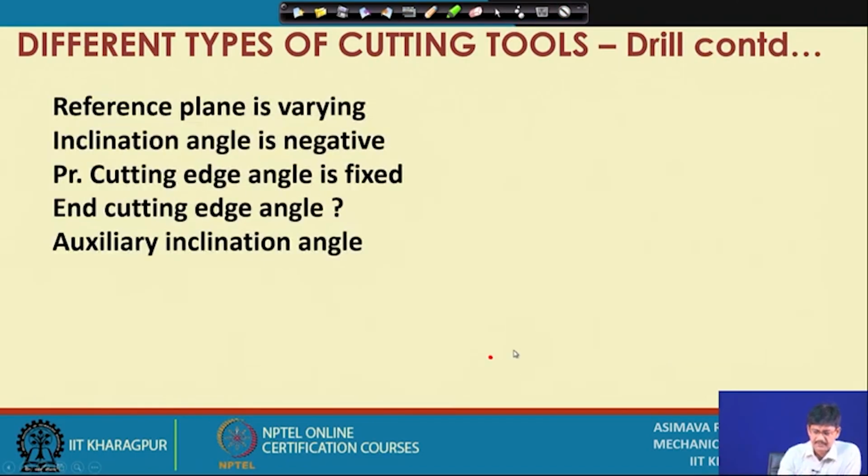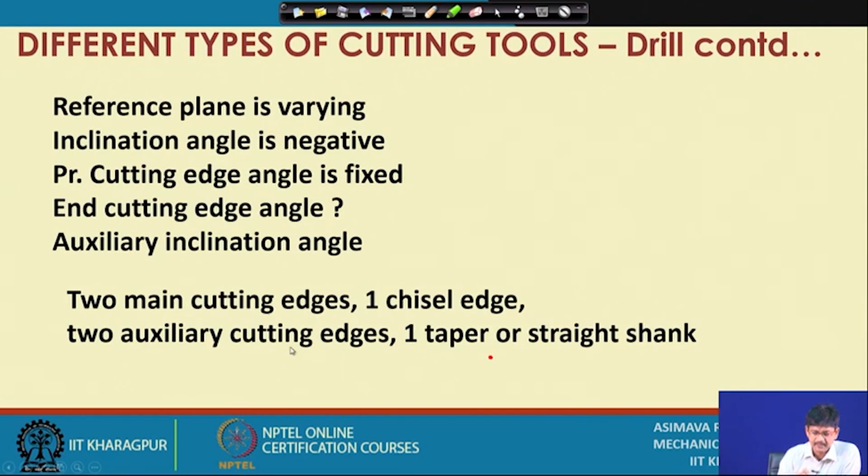Here, the reference plane is varying. This we have already seen: since the velocity direction varies, the reference plane will vary in its orientation. Inclination angle is negative, this also we have noticed. Principal cutting edge angle is fixed. In the fixed system, the principal cutting edge angle is fixed, as we saw, at half the point angle.